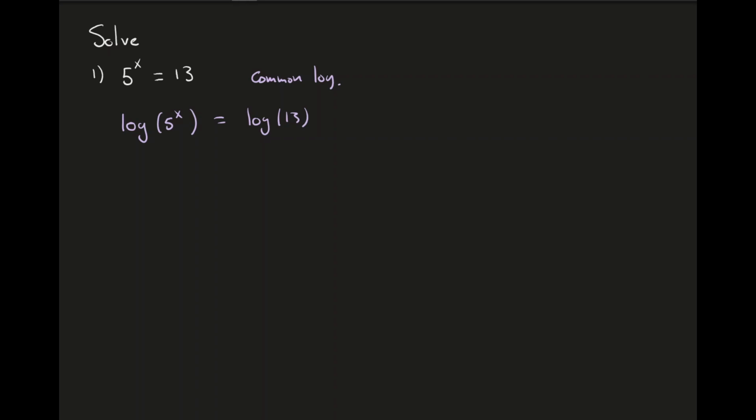Now using properties of logarithms, this x pops down, so this is x log 5 is equal to log 13. So x is equal to log 13 divided by log 5. That is the solution to this equation. Again, you can choose any base of logarithms you like. If you choose log base 5, this works out a little nicer. If you choose log base 13, there's another version of this. But the moral of the story is this same process will work for anything.